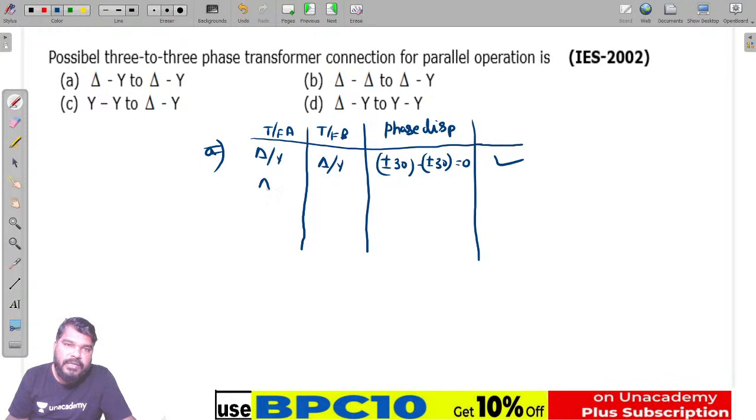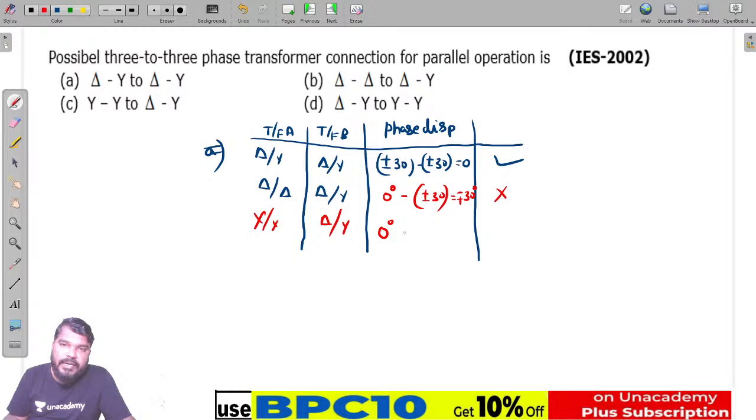Next one, delta delta and delta star. Delta delta is a 0 degree connection, minus plus or minus 30 degrees, which equals minus plus 30 degrees, so it is not possible. Next, star star and delta star. Star star is a 0 degree connection and delta star is a plus or minus 30 degree connection, so the displacement is minus plus 30 degrees. That is also not possible.